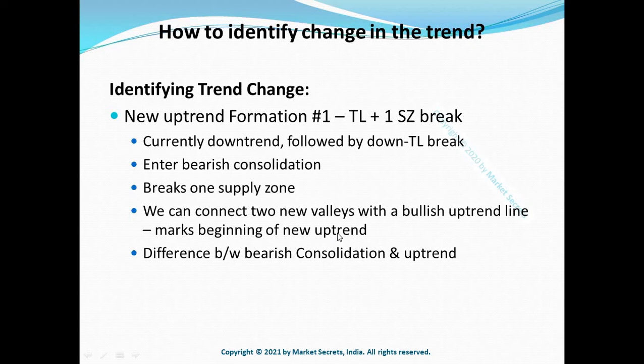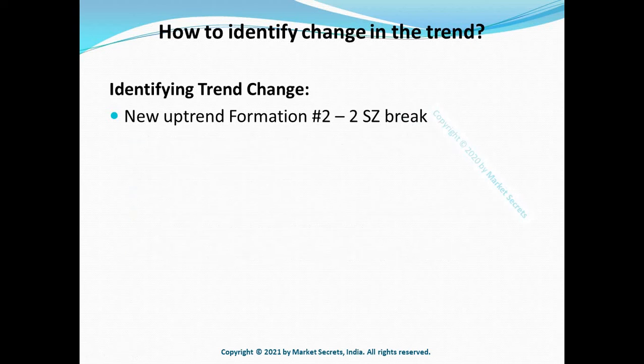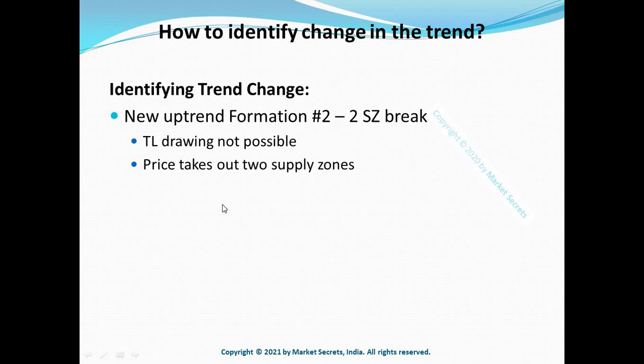Likewise, let's see possibility number 2, which is two supply zone break. In this case, two supply zones will be taken out. There are times when price rallies so fast that drawing a bullish trend line connecting the latest two valleys is not possible. However, due to the strength of the move, price can manage to take out two supply zones. And when that happens, that is, if two supply zones were taken out, then the chart will be in a new official uptrend. Also, as always, please keep in mind the level on top of level scenarios mentioned earlier. All the level on top of levels will be considered as one zone. So you cannot take it as two different zones. So always keep this in mind.